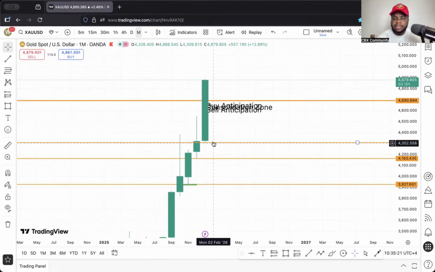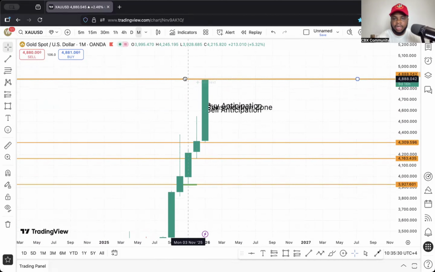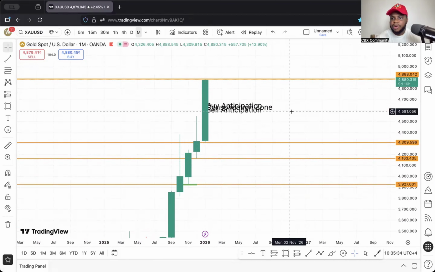So this line indicates the low of this month's candle. This line indicates the low of last month's candle. So let's move this to the new all-time high, which is 4888.04. So gold has created a new all-time high.